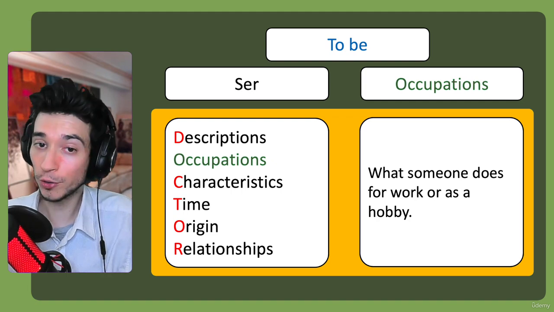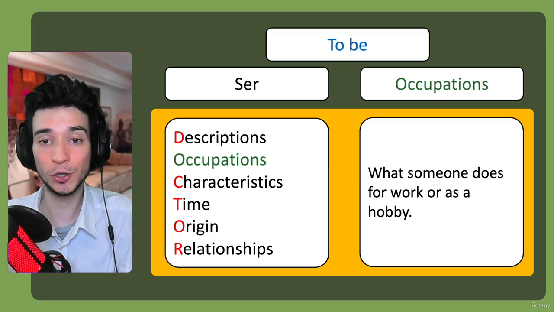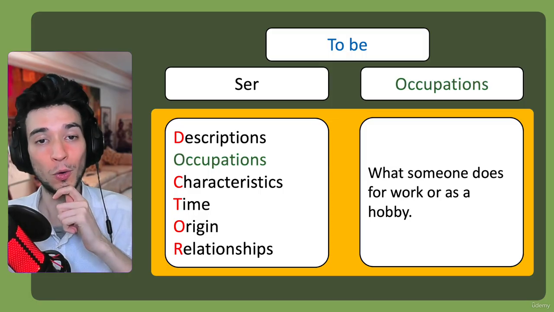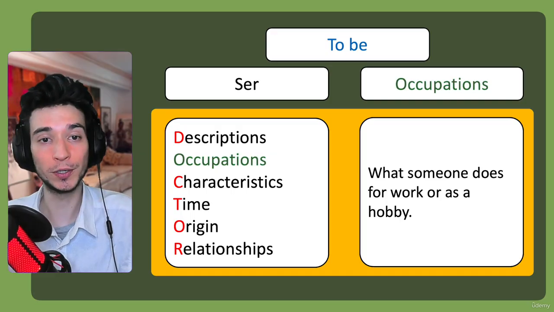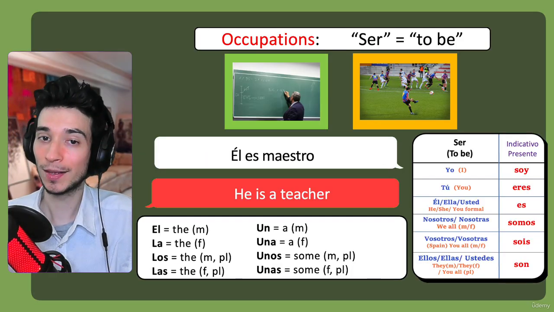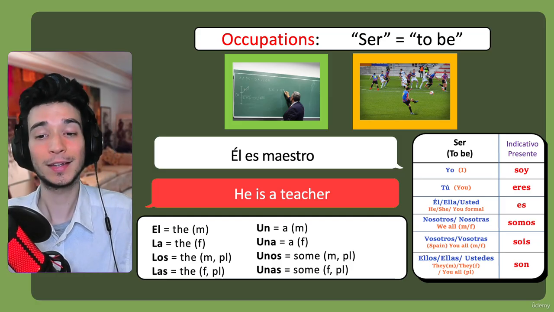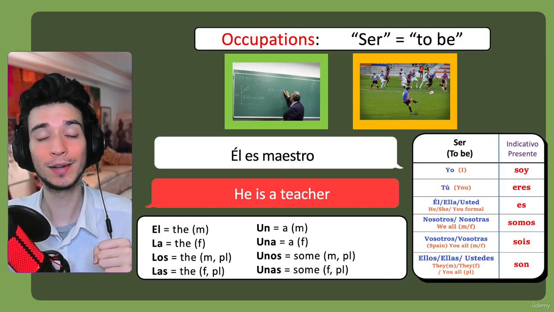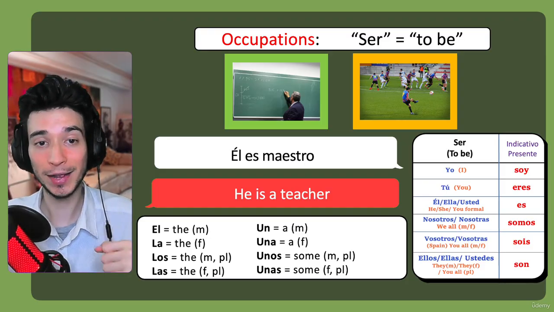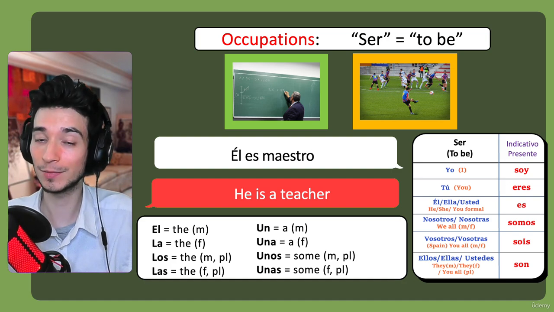The next one, occupations, which talks about what someone does for work or as a hobby. So what you like to do as a hobby or what you do for work. Let's see some examples. Él es maestro. He is a teacher. So that is his occupation. Él es maestro. He is a teacher.